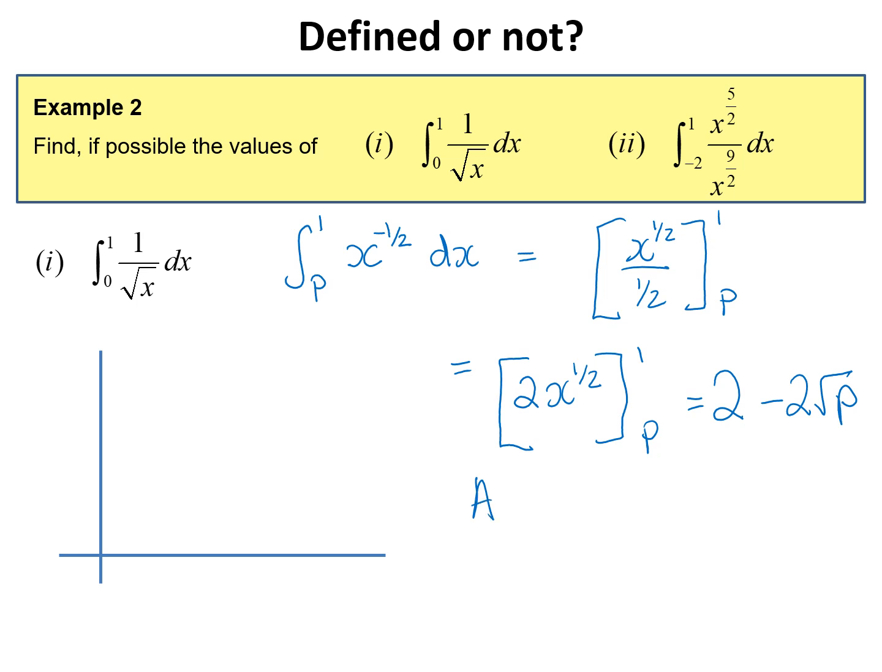Right, so as p tends to what it was meant to be, which was 0, 2 minus 2 root p will tend to 2. So that is what my integral area is tending towards.